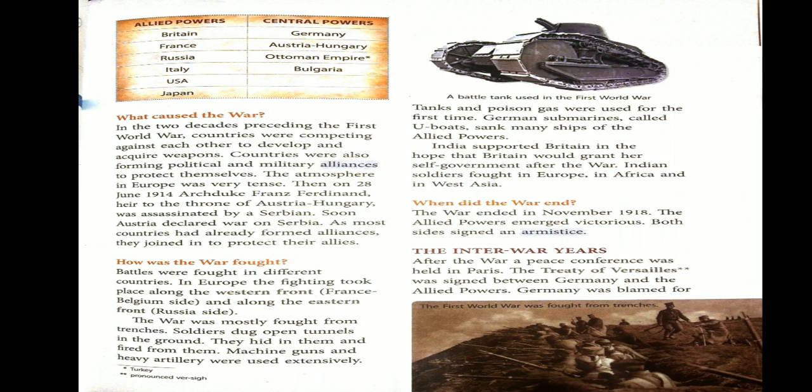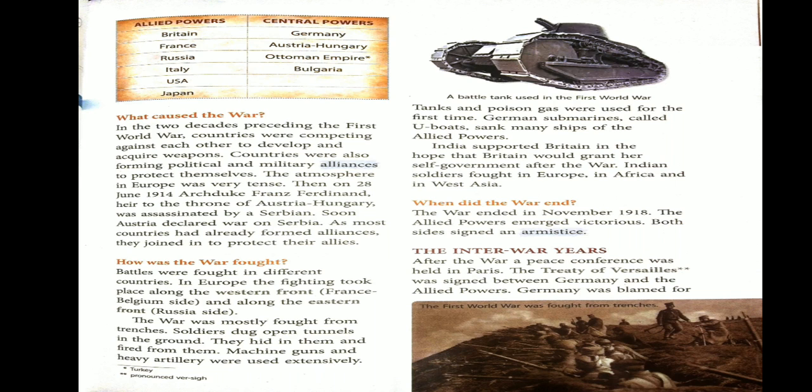In the 2 decades preceding the First World War, countries were competing against each other to develop and acquire weapons. Countries were also forming political and military alliances to protect themselves. The atmosphere in Europe was very tense at that time, and on 28 June 1914, Archduke Franz Ferdinand, heir to the throne of Austria-Hungary, was assassinated by a Serbian. Soon, Austria declared war on Serbia. As most countries had already formed alliances, they joined in to protect their allies.